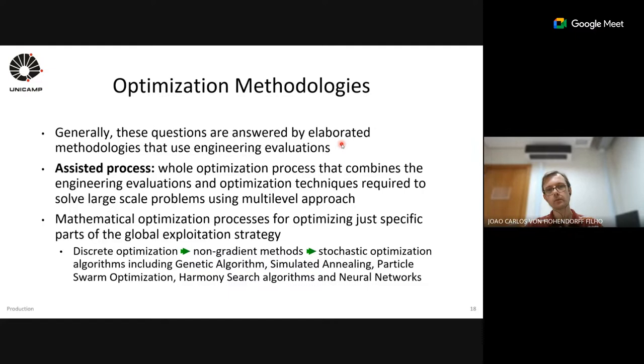At Unicamp, we have proposed an assisted process where you combine engineering evaluations and optimization techniques to solve this kind of large-scale problem using a multi-level approach. We have studied this topic for a long time, and we verified that it's the best option. You use some techniques to optimize part of the steps, but you always use engineering evaluation, engineering judgment, to help optimize the whole problem.